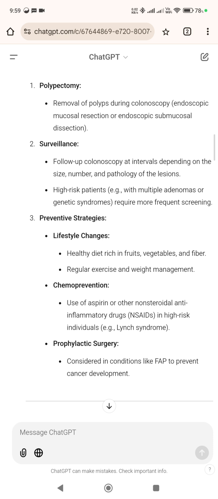3. Preventive strategies, lifestyle changes, healthy diet rich in fruits, vegetables, and fiber, regular exercise and weight management. Chemoprevention, use of aspirin or other nonsteroidal anti-inflammatory drugs, NSAIDs, in high-risk individuals, e.g. Lynch syndrome. Prophylactic surgery, considered in conditions like FAP to prevent cancer development.